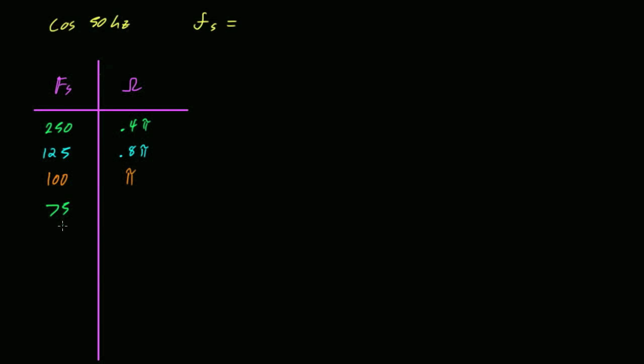So 75 times 2 is 150. 150 over 125. Is it 1.2? It's symmetrical about 100. 6/5, so 1.2 pi. Okay, that's where I'm going to stop for a second.